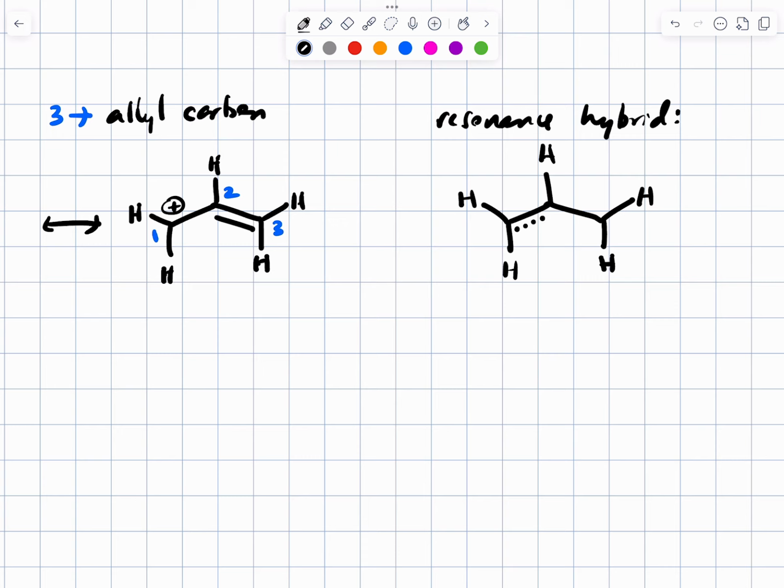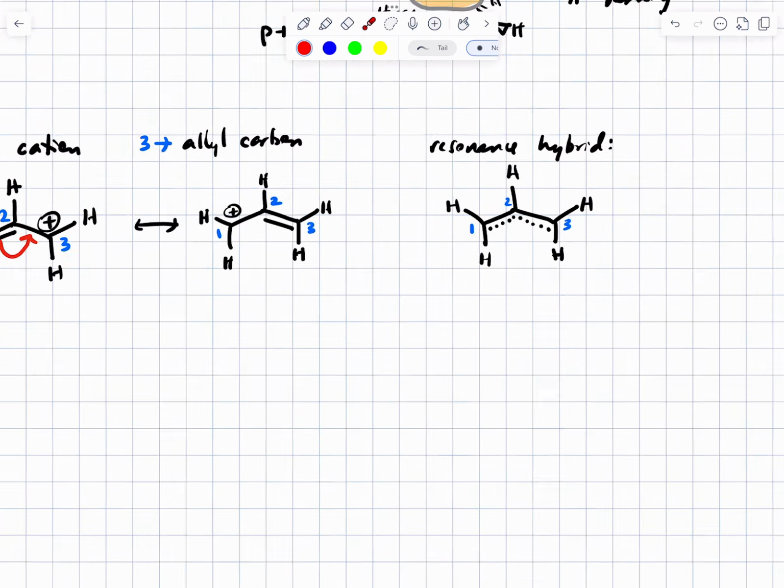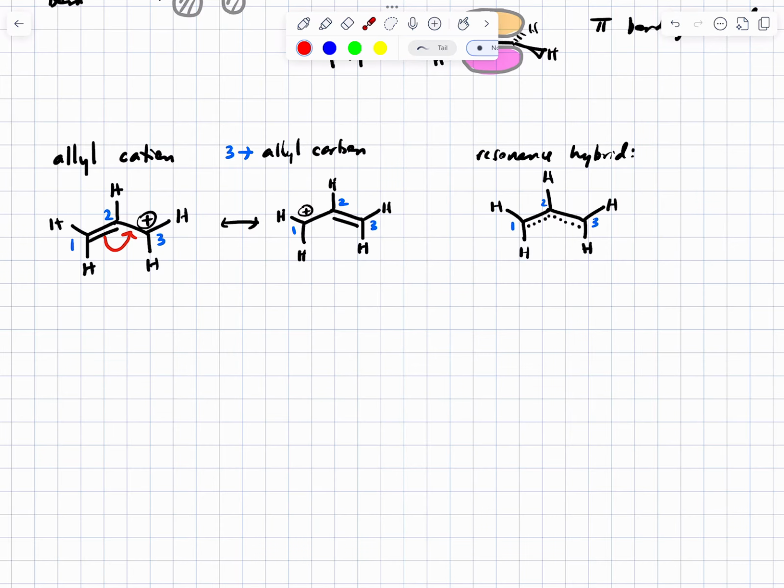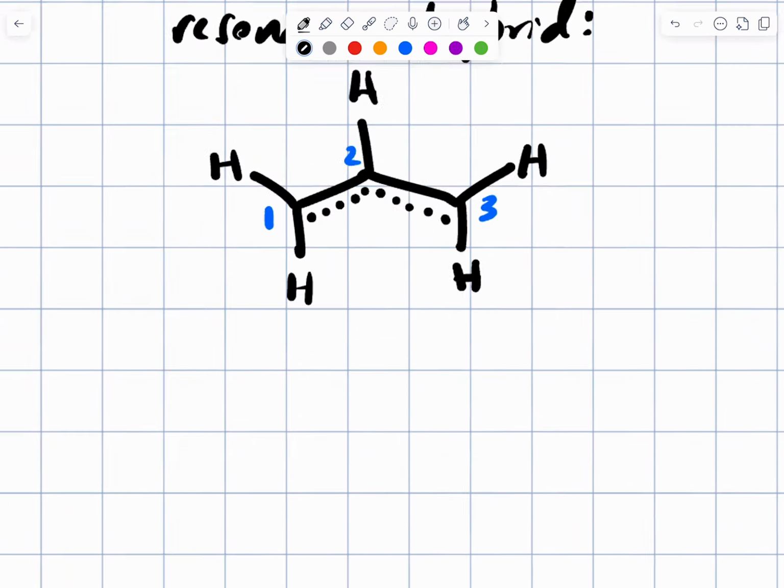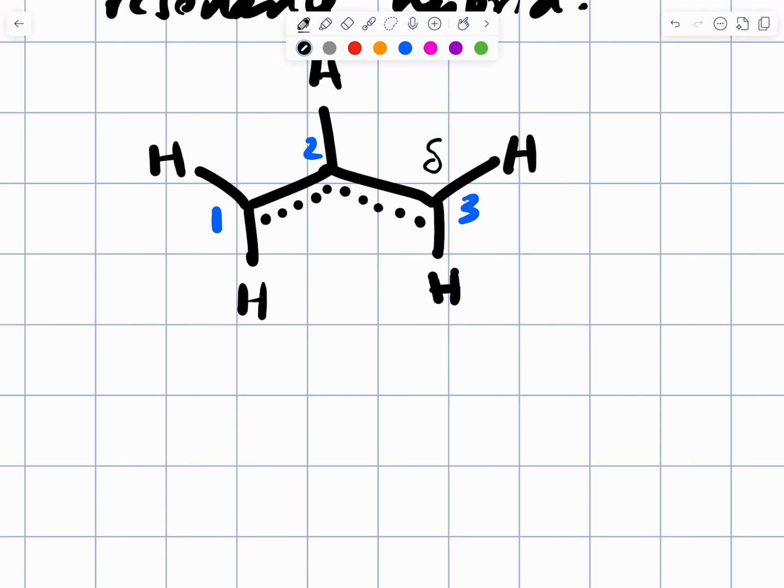Okay, so we can use a dotted line between carbons 1 and 2 and between 2 and 3 to indicate that the two electrons in this pi bond are actually spread out between carbons 1, 2, and 3. And then we can use a lowercase Greek letter delta with a plus, and we use the lowercase Greek letter delta to talk about really small or small increments of something.